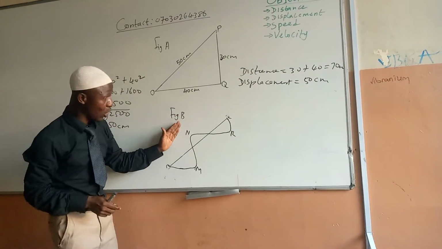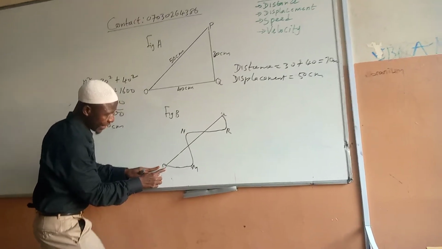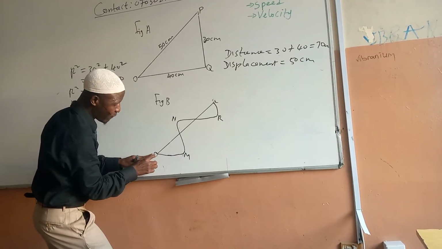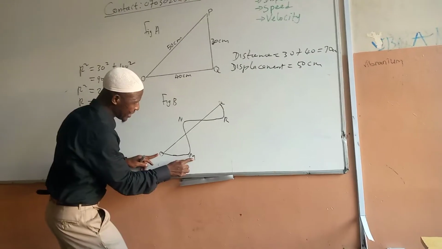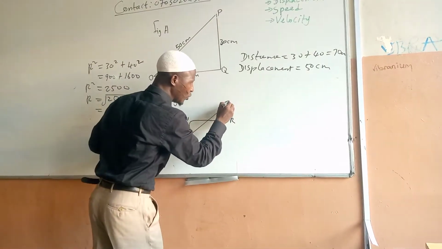Look at this figure B. So if somebody starts a journey from here and goes like this, from O to N, then to R, then back to Q, back to this point Q.